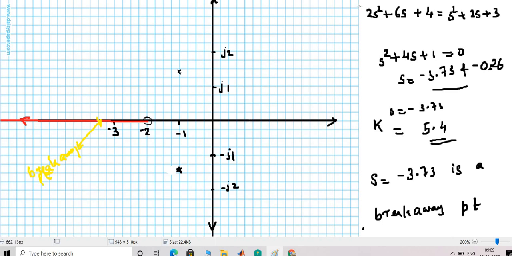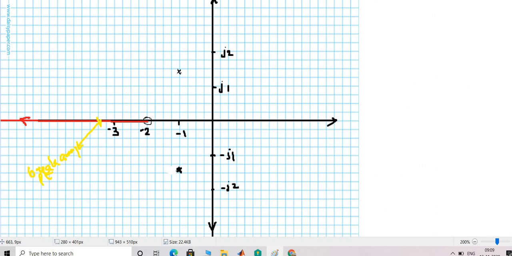Now what is the next step? The next step is we have to find the angle of departure and angle of arrival. Since we have a pair of complex poles, there will be only angle of departure. Angle of arrival is associated with a pair of complex zeros. So here there are only complex poles, that means there will be only angle of departure. In order to find the angle of departure, you can plot straight lines. So consider a complex pole A. I am considering this as my complex pole A. So to this complex pole A, mark straight lines.